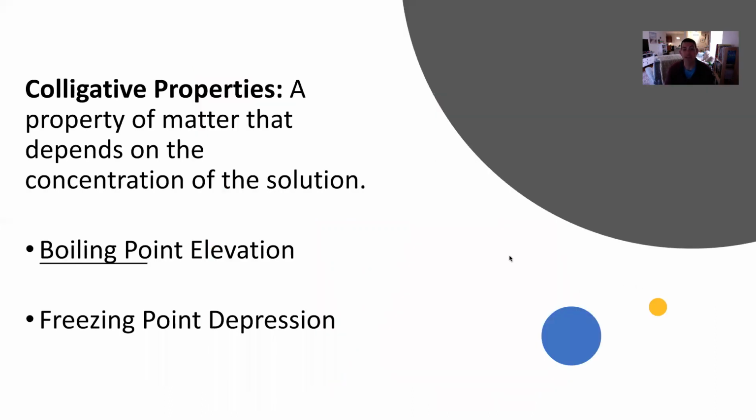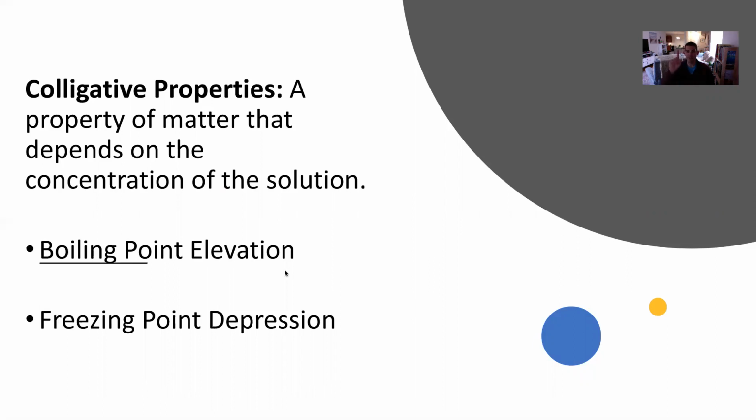All right, so colligative properties are properties of matter that depend on the concentration of the solution, right? So we're not looking at pure substances, we're looking at solutions. And there are two big colligative properties we are going to look at. There are more, but we're just doing two. The boiling point elevation and the freezing point depression. All right, so let's start with boiling point elevation.